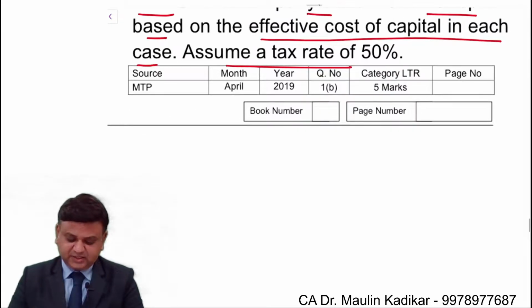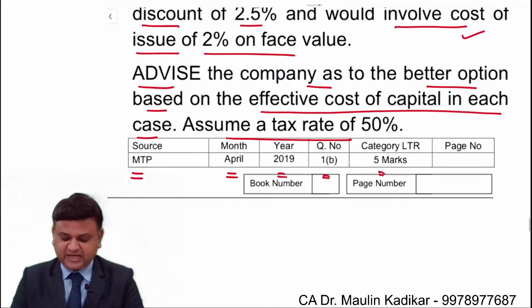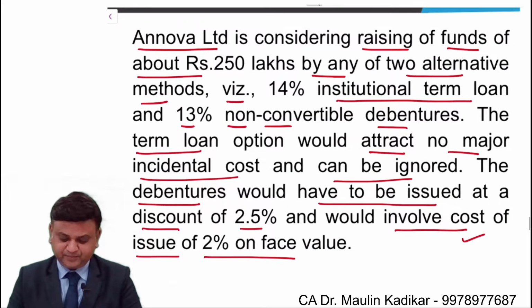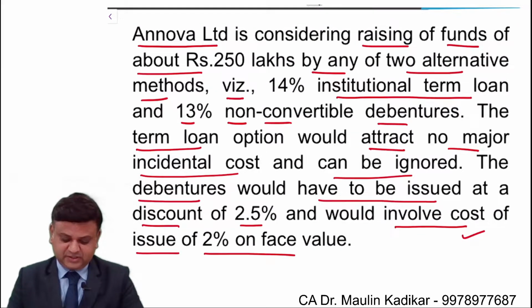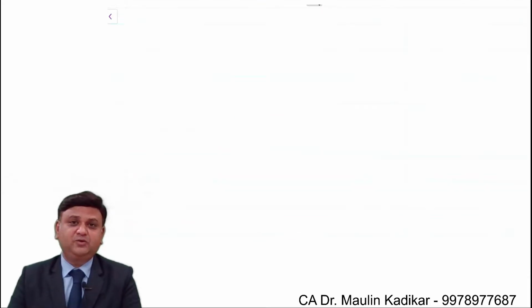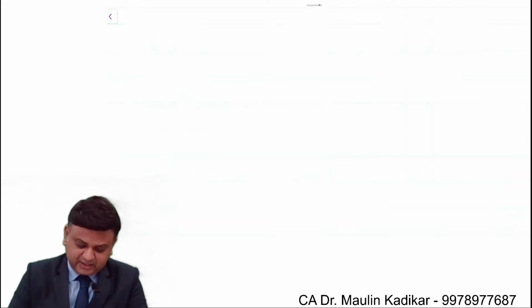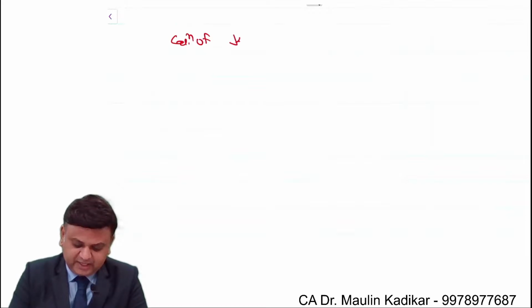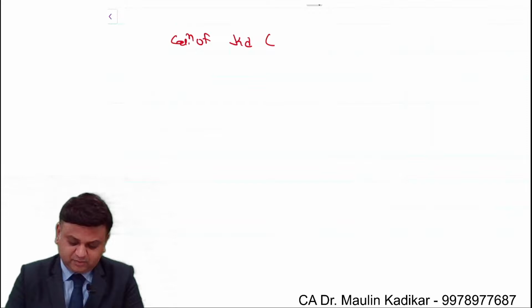Dear students, I have taken this question from the mock test paper of April 2019, question number 1B, and it was asked for 5 marks. So we have two options. One is the institutional term loan. So we understand that we are required to calculate the KD, the cost of debt financing. Under the heading calculation of KD, I am writing the institutional term loan.